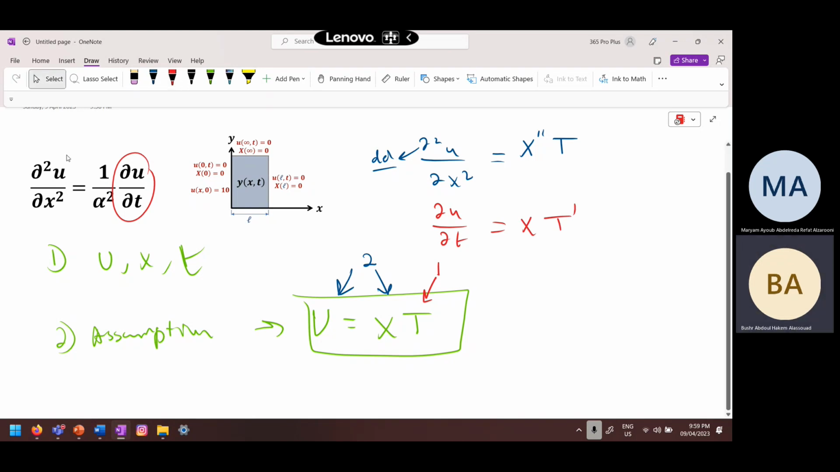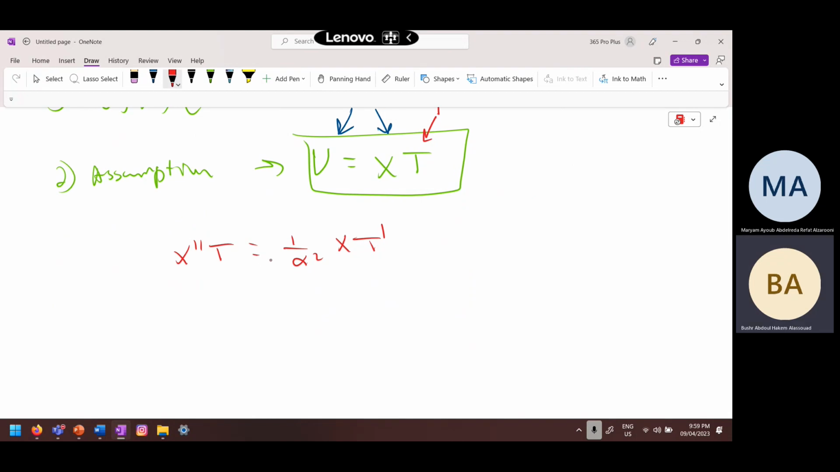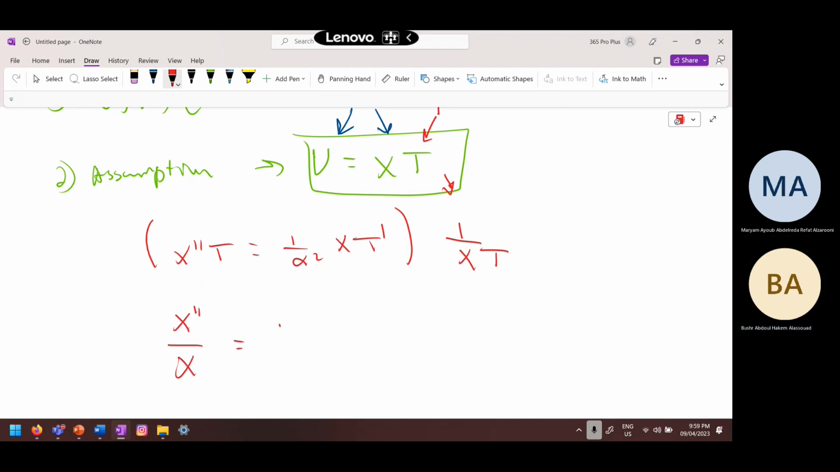Okay, now you need to substitute this back into the same equation. You'll get X double prime T is equal to 1 over alpha square X T prime. This is the same equation, just written with the assumption. Now you need to divide by the assumption. Okay, always divide by the assumption. This is the assumption, divide on it. So you'll get X double prime over X equals 1 over alpha square T prime over T equals lambda.